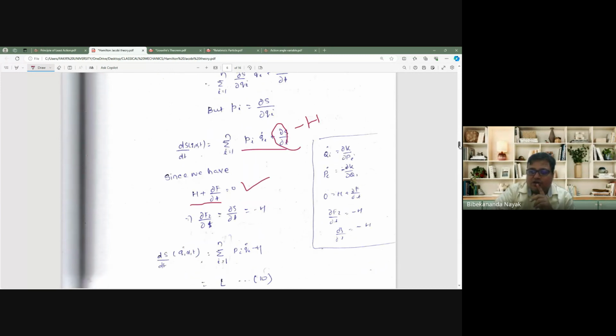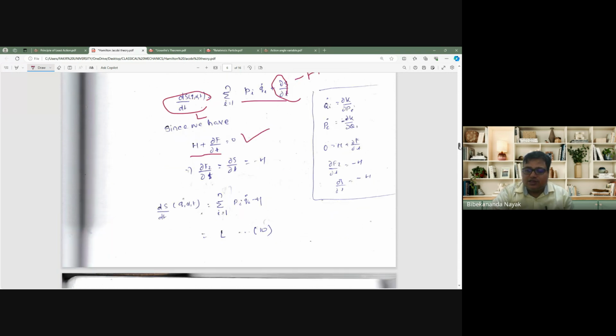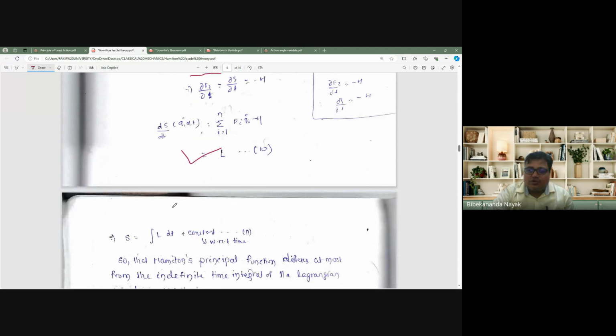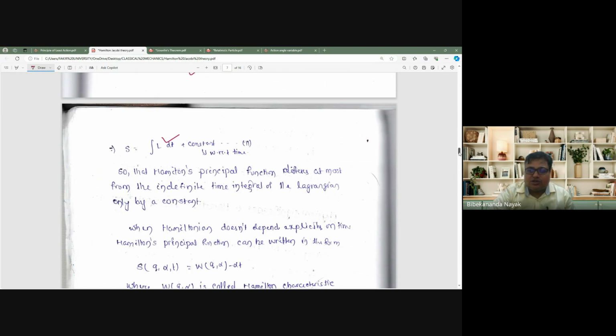That means the quantity is your Lagrangian. We know from the definition L is equal to sum of pj qj dot minus H, or H is equal to sum of pj qj dot minus L. So dS by dt is the Lagrangian. Its physical significance is that it is a Lagrangian. So S will be how much? Integration of L dt plus a constant. So your principal function S is nothing but you can calculate by integrating the Lagrangian L dt. So Hamilton's principal function is the time integral of the Lagrangian, up to a constant.